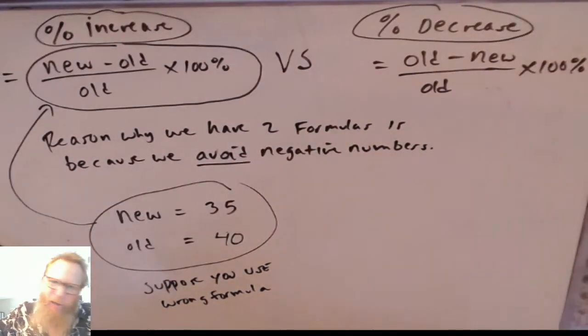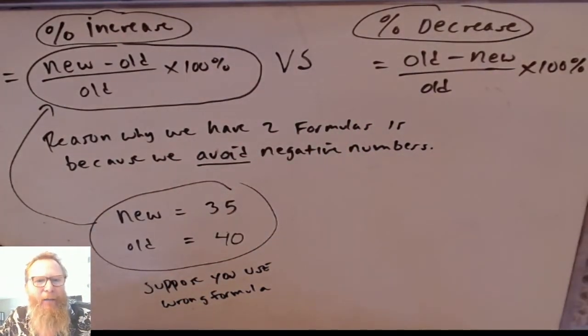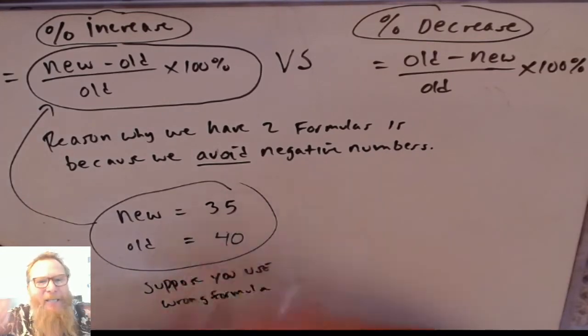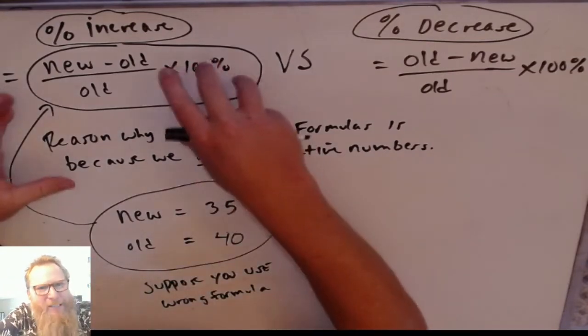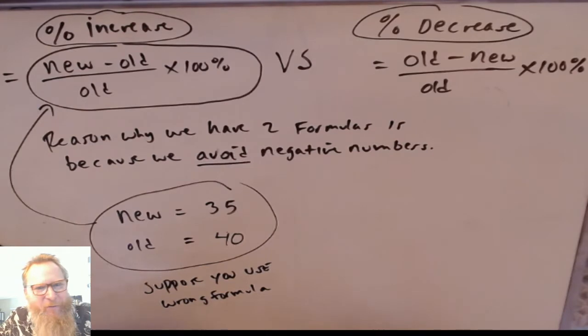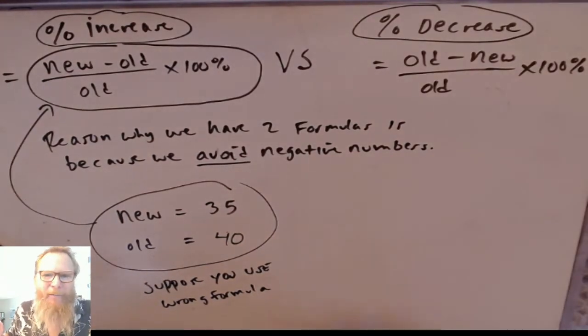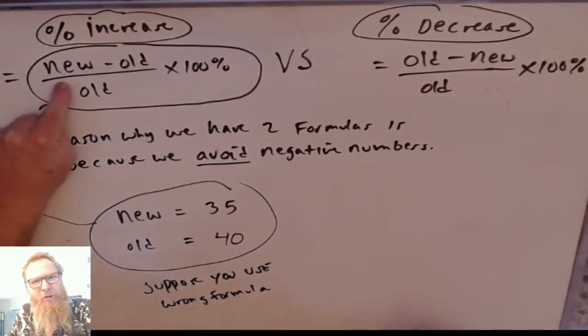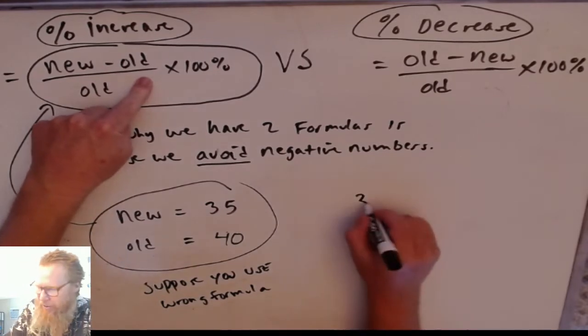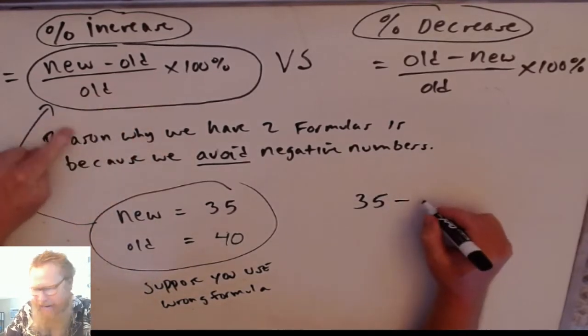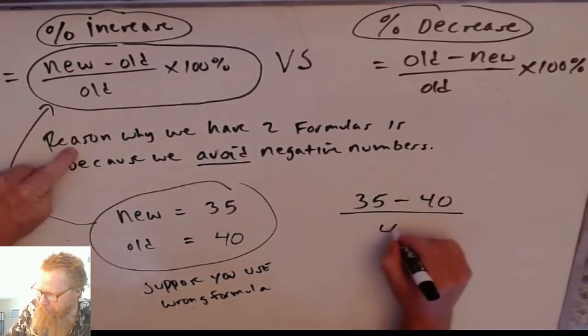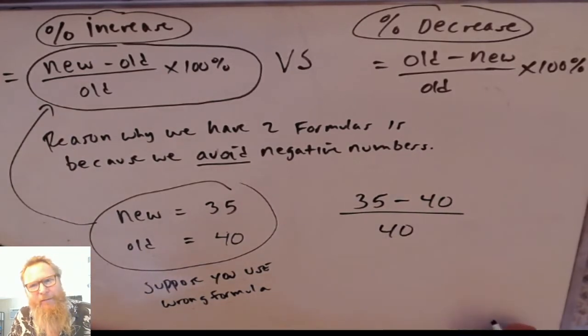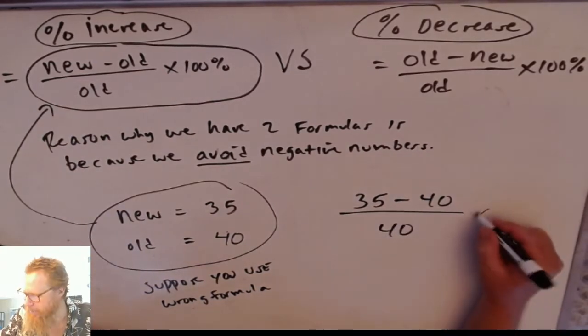But it's very common to just grab the wrong formula, right? I'm guilty of that, because I just want to memorize this one formula. I don't want to have 2 different formulas. Well, what would happen? Let's see. New minus old would be 35 minus 40 over 40 times 100%, of course.